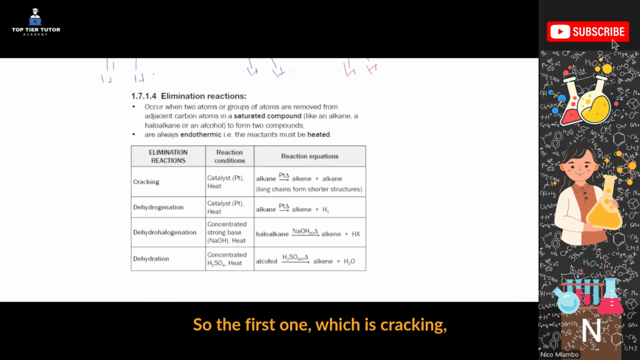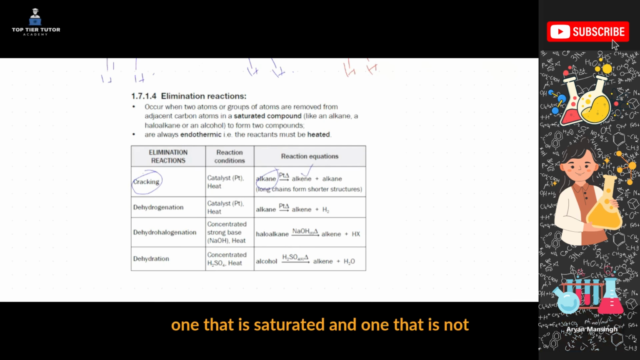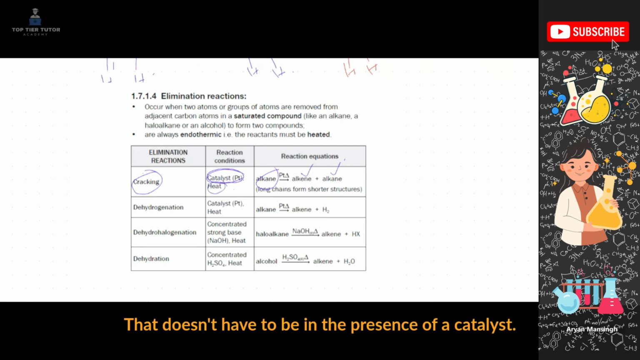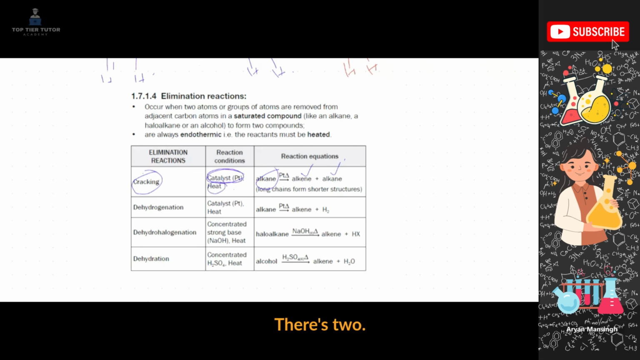So the first one, which is cracking, is where we take something that is saturated and we turn it into two products, one that is saturated and one that is not saturated. Right. And this needs to be done in the presence of a catalyst, well, sorry, it doesn't have to be in the presence of a catalyst. There's two. It's either you're going to do catalytic cracking or you're going to do thermal cracking.